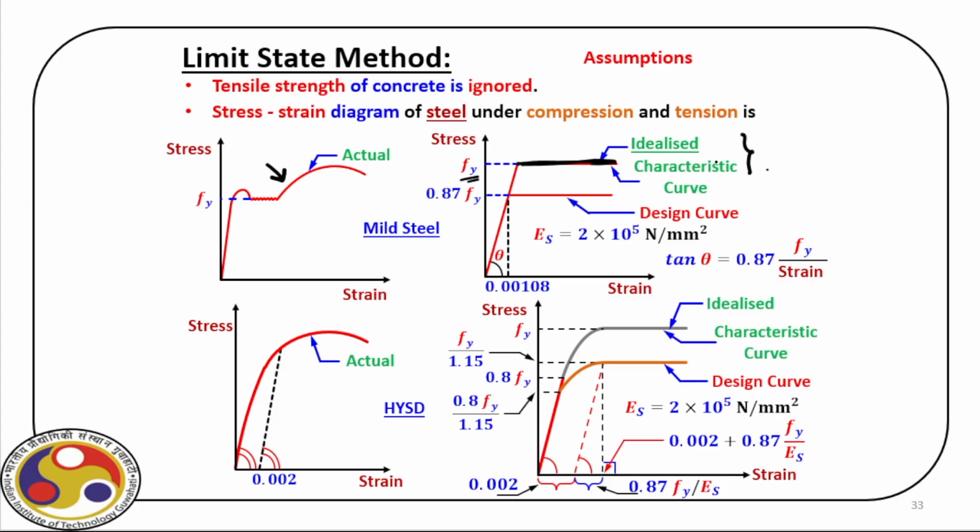Now, this idealized curve is then reduced to design curve. How do you do that? We apply again a factor 0.87. So 0.87 times Fy is design curve, and from there we can also find out the slope, initial slope, which is 0.87 Fy divided by the strain at this point. So this is the strain corresponding to 0.87 Fy. This is 0.00108, and then if you do that, in case of steel, we have, this is the Young's modulus.